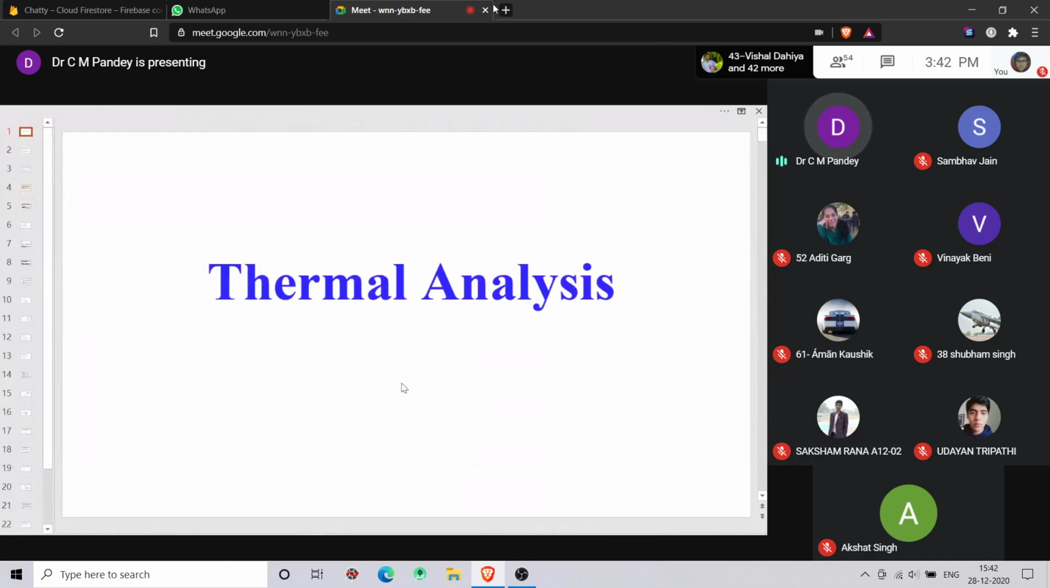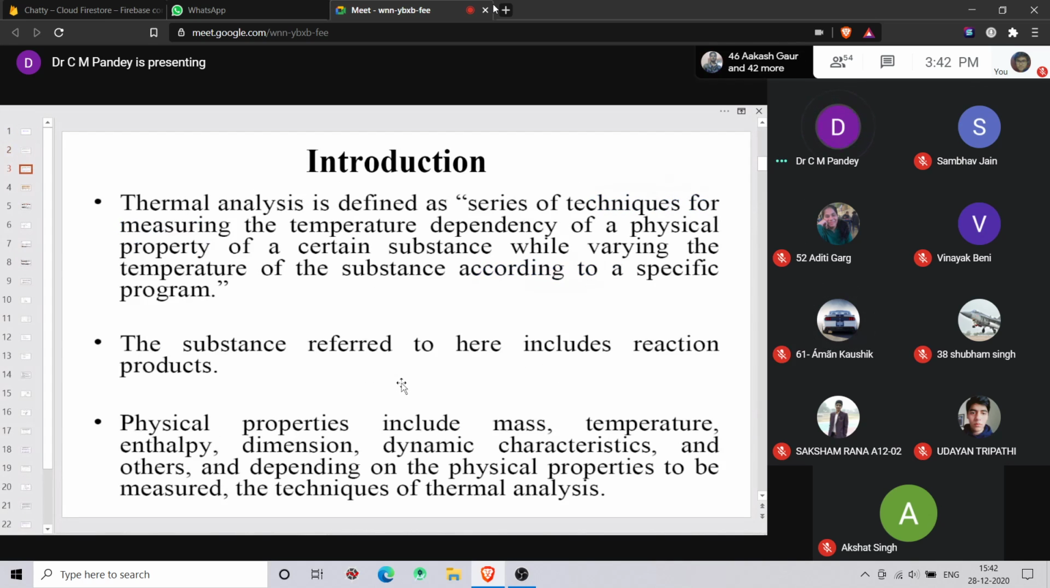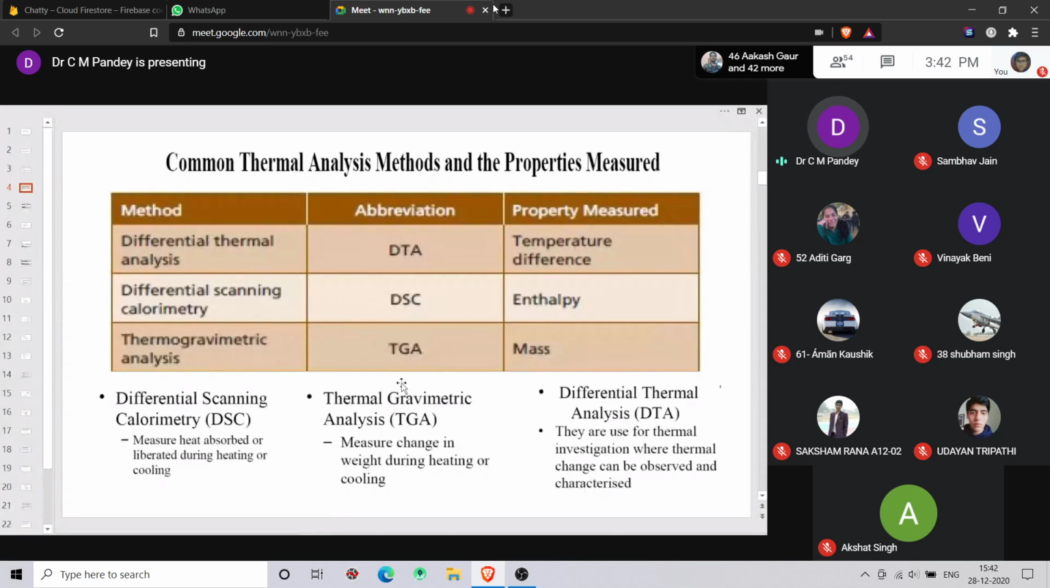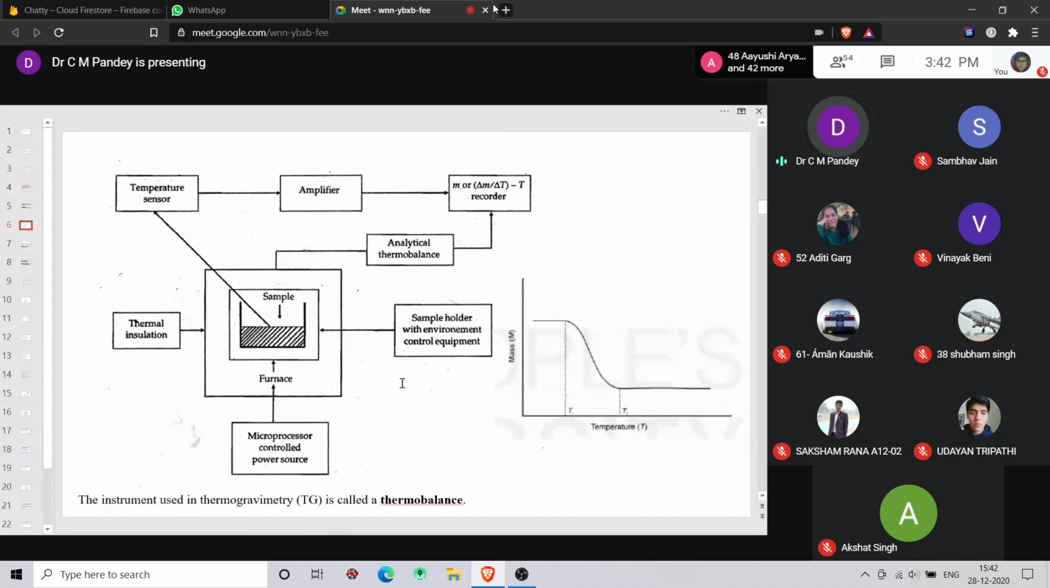So the screen is visible to you, thermal analysis. In thermal analysis, we have discussed what is thermal analysis, right? The different methods that we have to study are differential thermal analysis, differential scanning calorimetry, and thermogravimetric analysis, right? First, we discussed thermogravimetric analysis. What is TGA? What is the basic principle in TGA? Instrumentation of TGA. What is the basic instrumentation used in TGA? And what is the graph that is obtained in TGA?